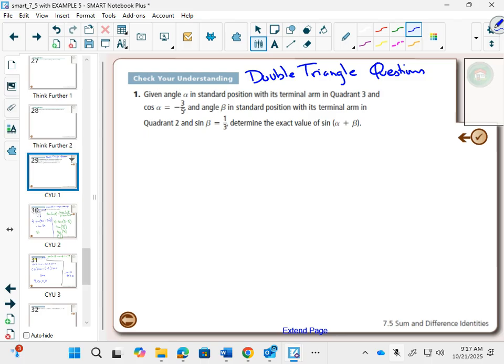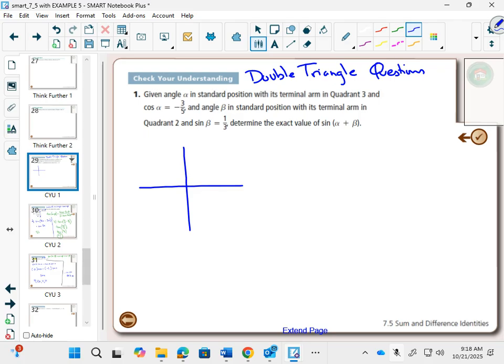So when I read this question, given angle alpha in standard position with its terminal arm in quadrant 3 and cos of alpha equals -3/5, we've had questions start like this before. You have enough information there to draw the angle in its correct quadrant, use its reference angle, and draw a triangle. But we're not only given that for alpha, we're also given that for beta. So first I'm going to take the information from alpha.